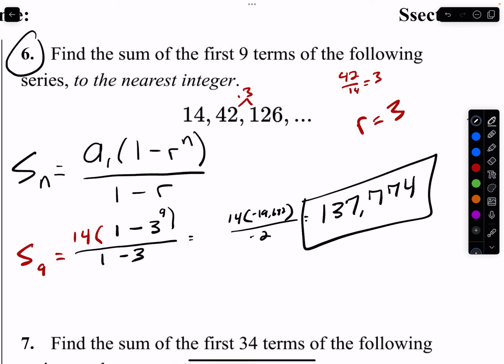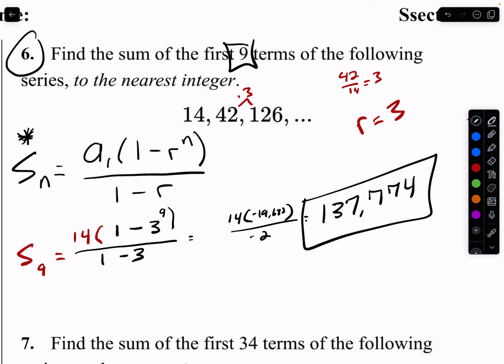All right, so this is 137,774. Okay, that means if I multiply by 3 for 9 terms and then add them all up, I'm going to get a huge number, 137,774. Okay, so again, just learning how to use the geometric sum formula.